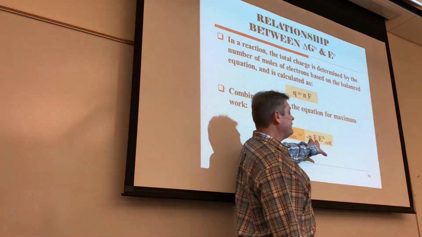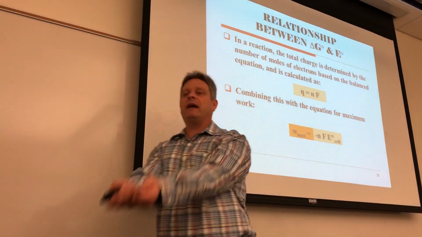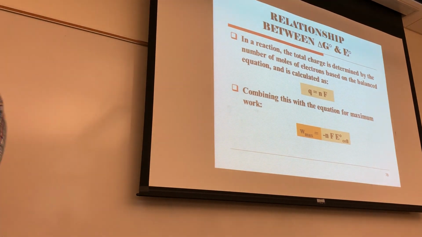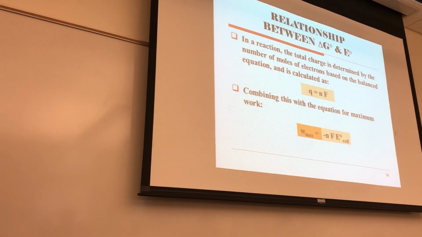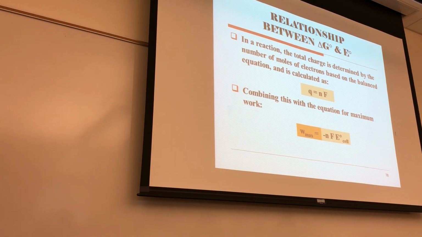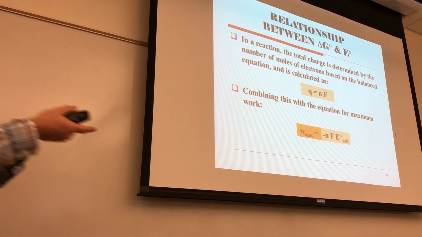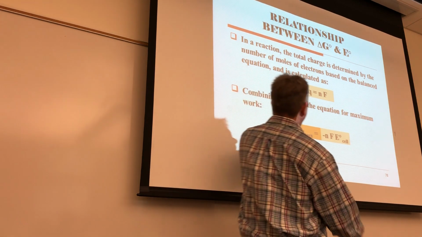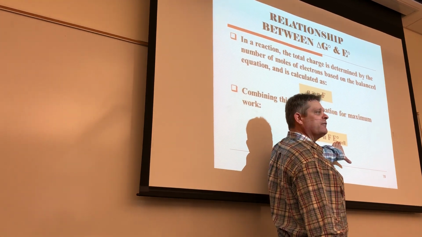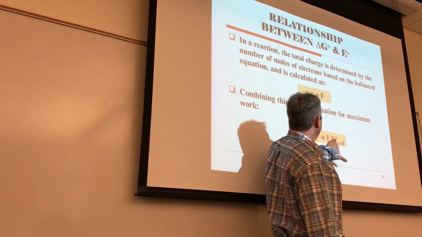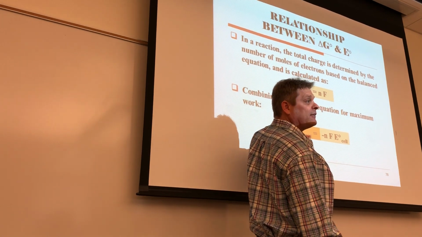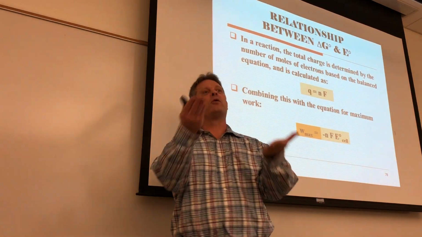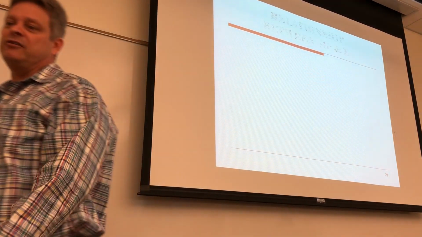And then can I figure out the number of electrons? Yes, because I look at the redox reaction, I look at the half reactions, and I can see when I balance them out how many electrons were transferred. So now I can actually solve for work max in relationship to E of the cell under standard state conditions. And what's work max? That's delta G. There's my correlation between E of the cell and delta G.